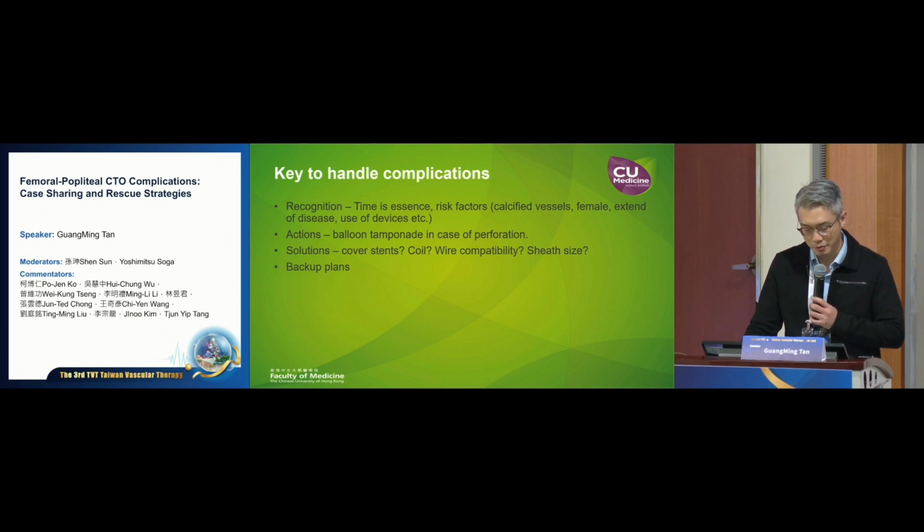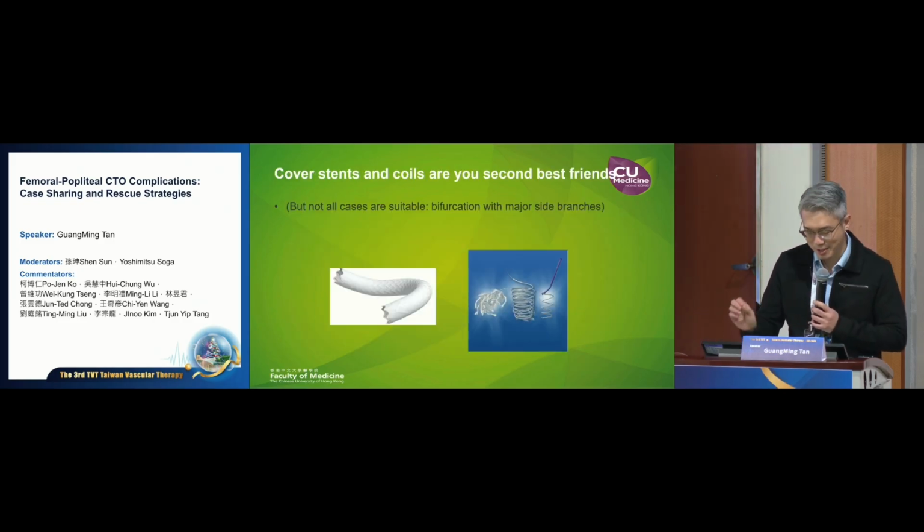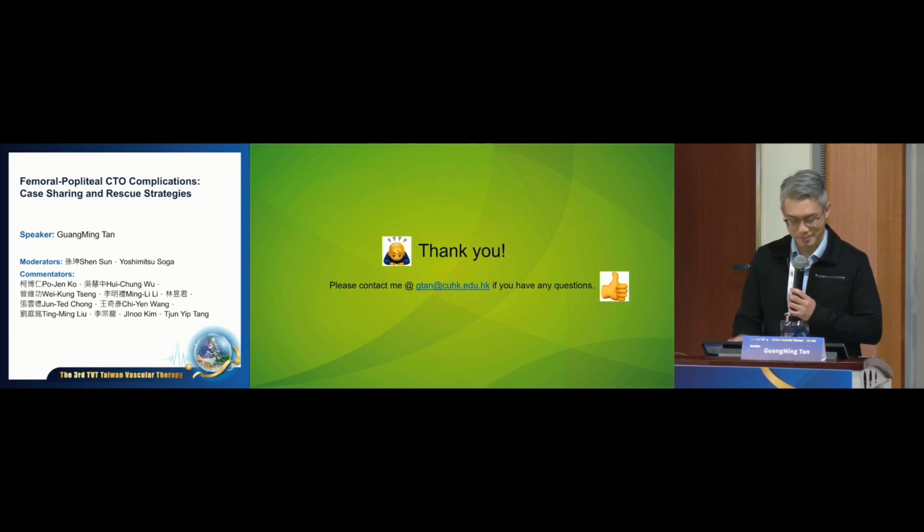What if the first solution fails? What will the backup plan be? My backup plan is always my good friend the surgeon, because they can do amazing things with the artery. For common femoral perforation, they can simply patch up the defects, and for embolization, they can do open embolectomy, which is just as effective as the aspiration thrombectomy procedure. And my next best friend is, of course, the covered stent and coil. These are some of the devices that you always have available on the shelf in the lab, just in case some of these major complications happen. So thank you. That's my talk.